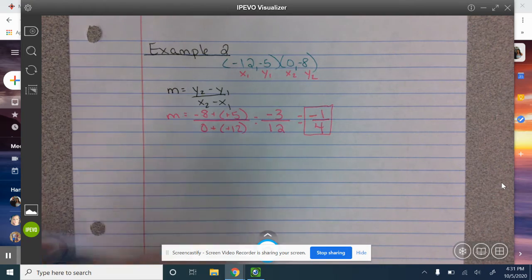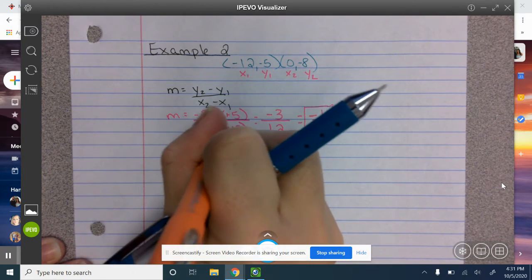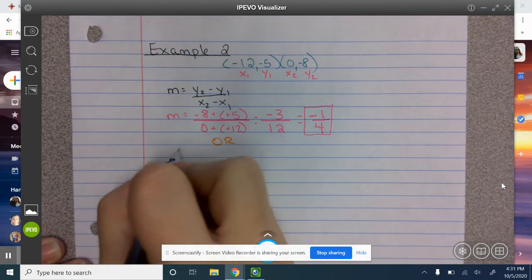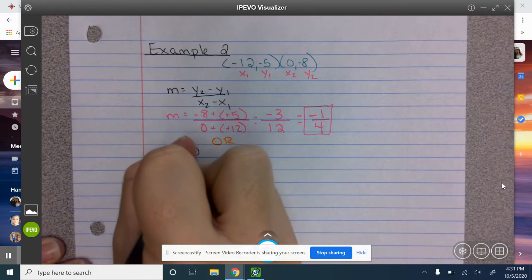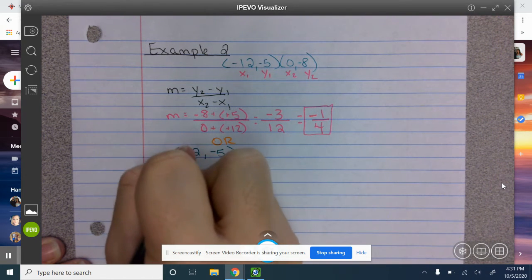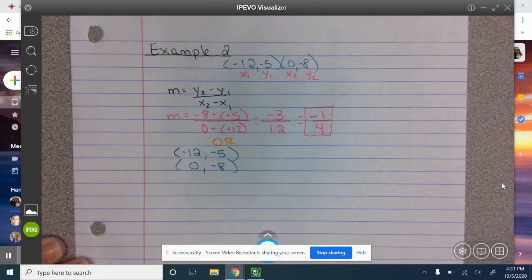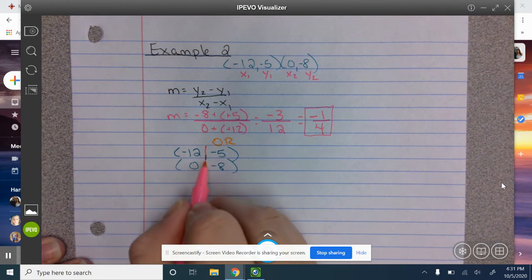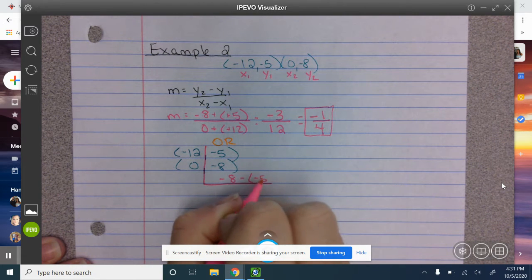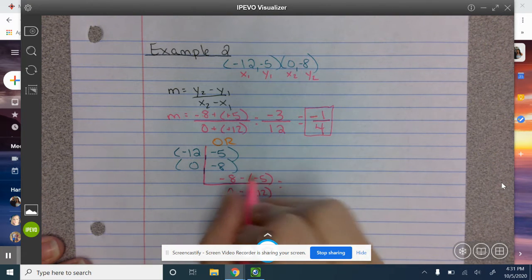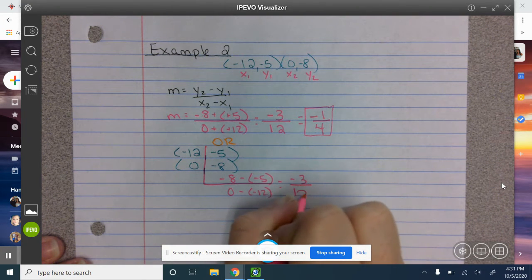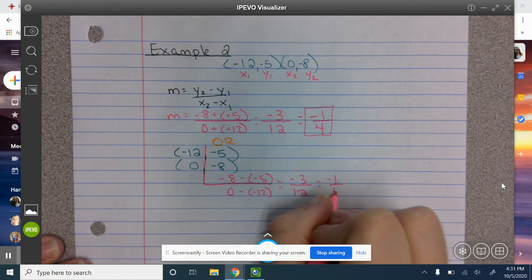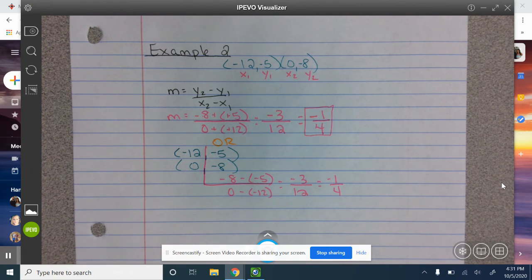Now, I know some of you prefer to draw the L, so I'm going to work that out for you as well. So remember, we stack our two coordinates up, draw your L down the middle, then we have -8 minus -5. We have 0 minus -12. Again, I'm going to keep change, and I get -3 over 12, which is -1/4. So either way, I still found the slope to be -1/4.